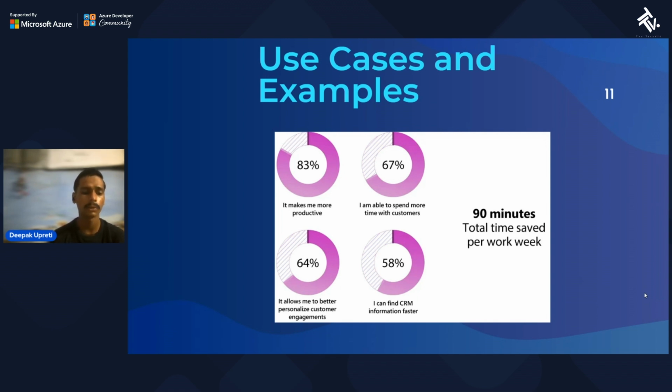Second one is mobile app development. Copilot Studio can be used to generate code for iOS and Android apps. Third one is backend development. Copilot Studio can be used to generate backend services and APIs. Fourth one is game development. Copilot Studio can be used to generate code for game engines and game logic.